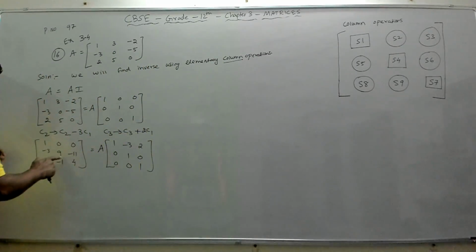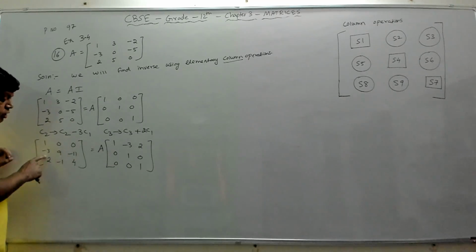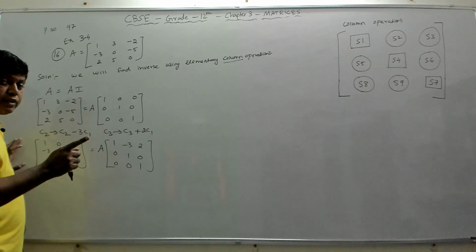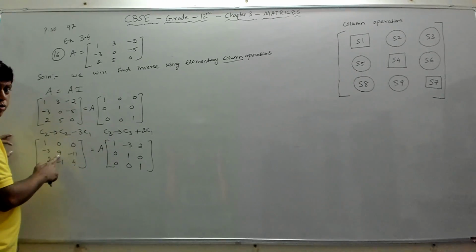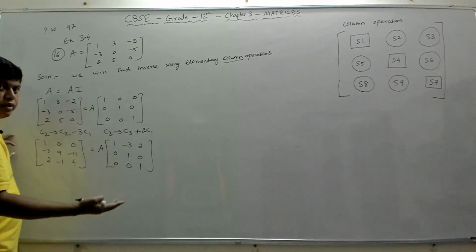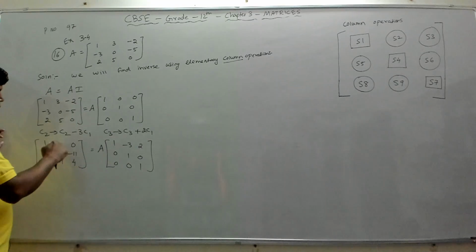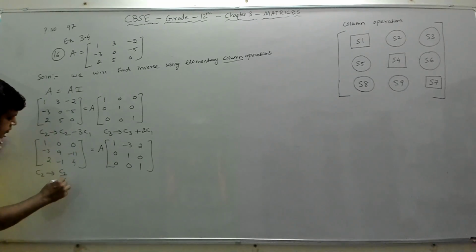This should become 1 by using C2 or C3. I can't use C1 to make C2 as 1. Don't use C1 to make C2 as 1. Right? So either you have to use the current C2 column or the next column C3 to make this as 1. So an easy way to make this as 1 is I'll divide throughout by 9. So each element of C2 is C2 by 9.